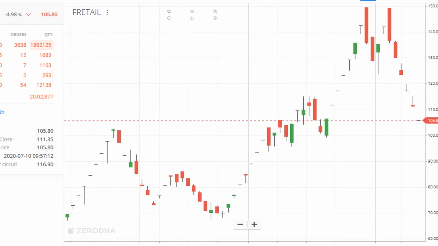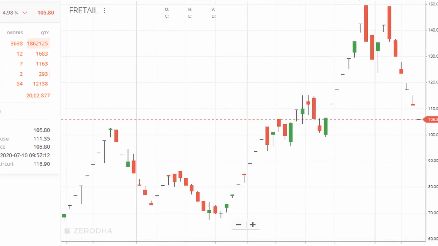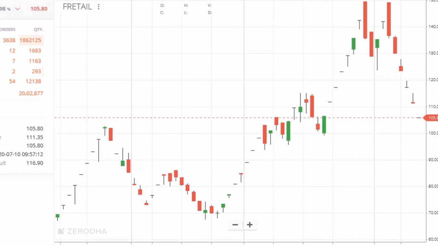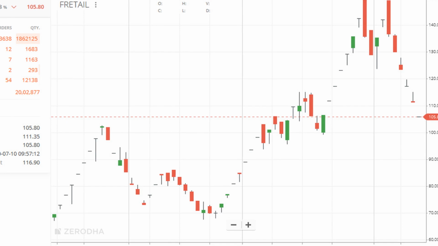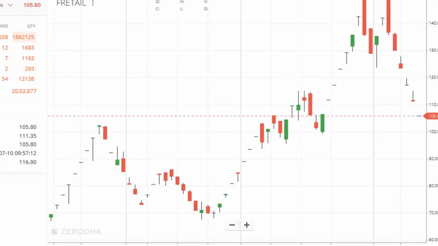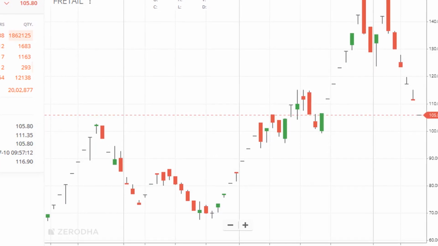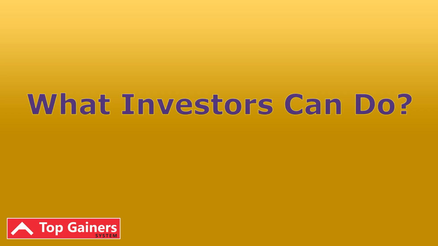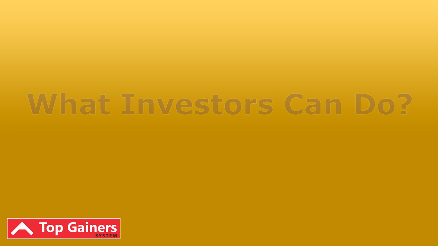A stock may hit the lower circuit when there is very less demand for the stock. There can be many reasons for the demand to decrease. A news may come out about the stock which is hugely negative for the company, which in turn decreases the demand many folds. Now we will see what investors can do when stocks hit the upper or lower circuits.